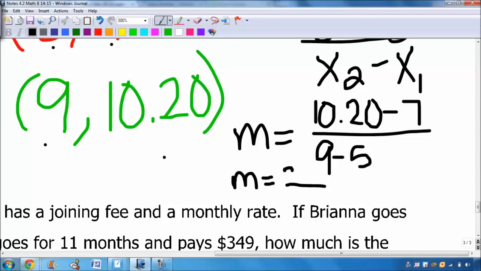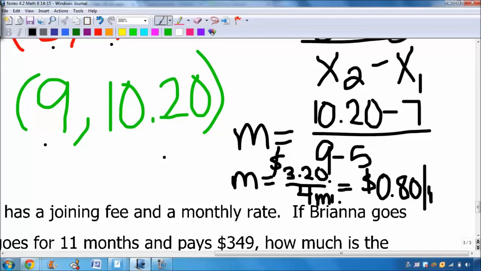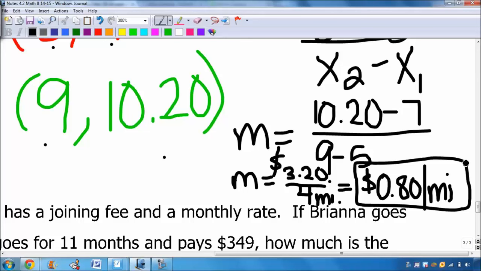$10.20 minus 7 is $3.20. 9 minus 5 is 4. So you end up getting $3.20 in 4 miles. That's really important that you label your units so you know exactly what the final answer is. So 32 divided by 4 is 8. So 3.2 divided by 4 is 0.8. So this means that it's 80 cents per mile, because remember we talked about the fact that slope or rate of change need to have units if it's in a word problem, okay?